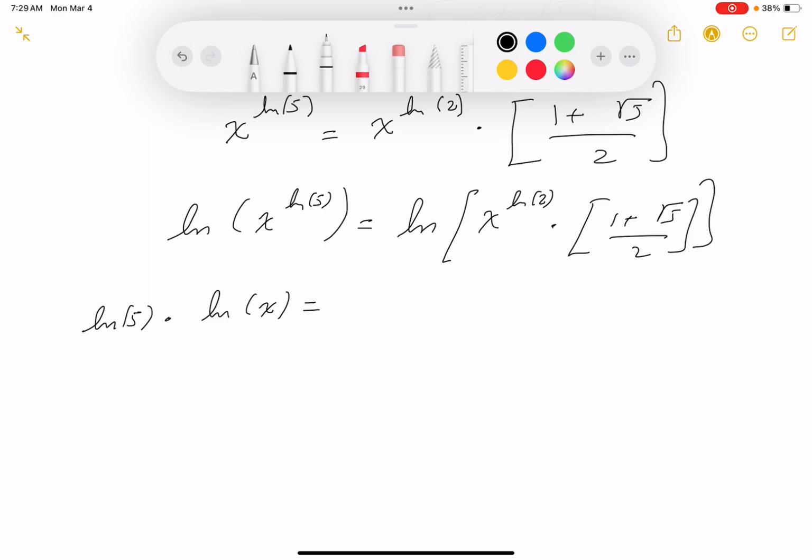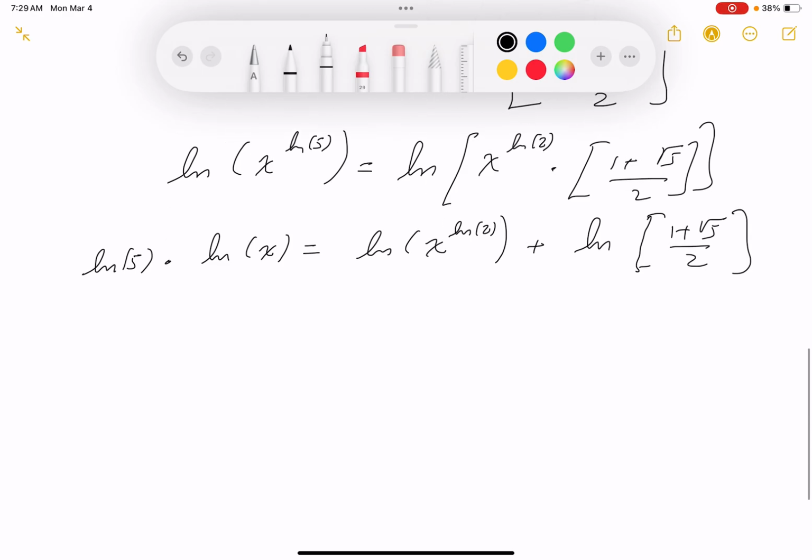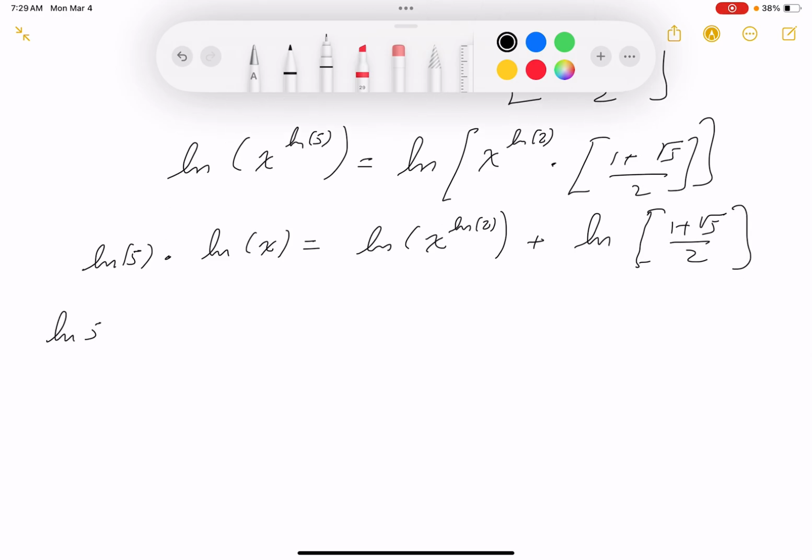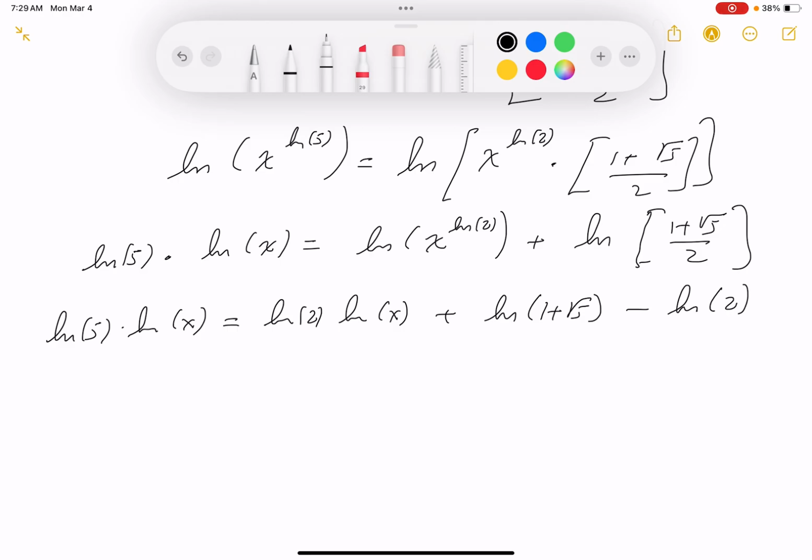Next one's going to be a product now, so write it as a sum. So natural log of x to the ln 2 plus the natural log of, let's see, 1 plus root 5 over 2. All right, let's keep moving. ln 5 ln x equals ln 2 ln x plus, I'm going to simplify this a little bit, natural log of 1 plus root 5 minus the natural log of 2.